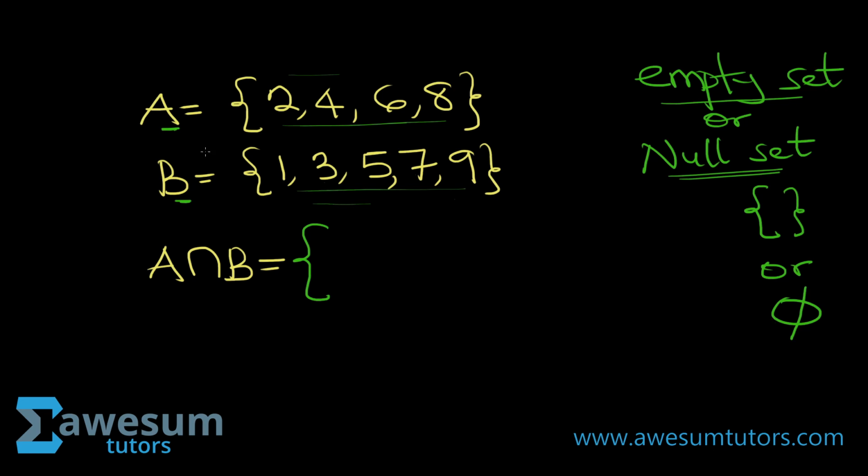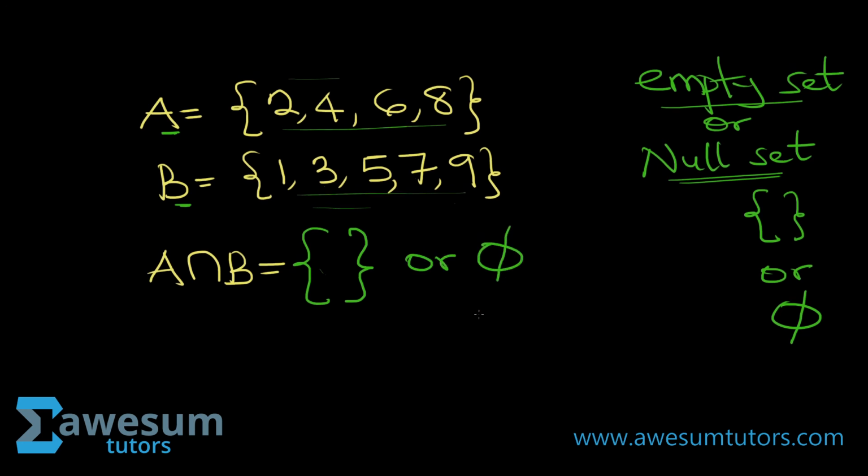So in this case, because A and B do not have anything in common, that means the answer is going to be an empty set. They do not have anything in common. So you don't put anything inside. Okay, you can also write the answer this way. This is also an empty set.